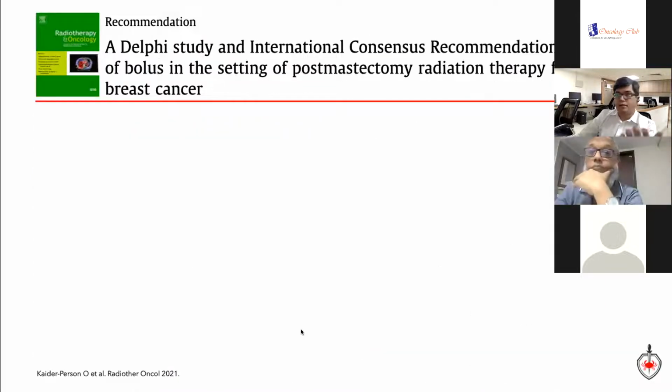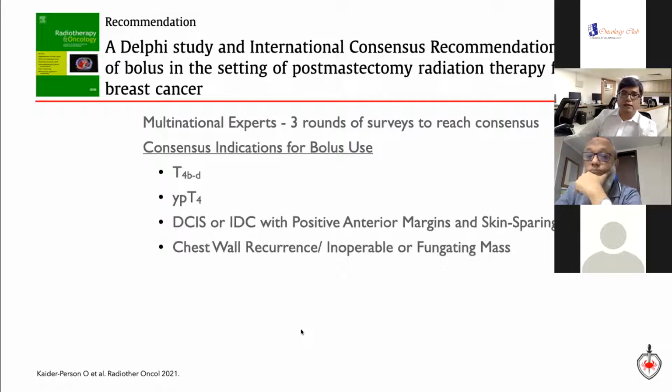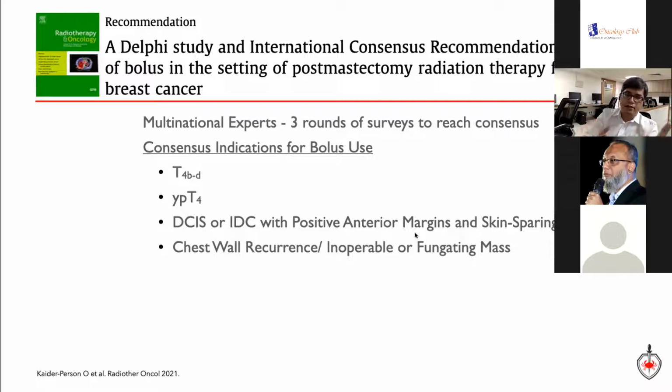And this actually led to this guideline being developed, again by Orit Kaidar-Person, in which a multinational panel of experts, through 3 rounds of surveys, reached consensus indications for bolus use: skin invasion starting from T4b all the way to inflammatory breast cancer, post-neoadjuvant ypT4, any invasive or pre-invasive cancer with a positive anterior margin, especially in front of the lesion on the skin. If there is a margin positive here, you should consider using a bolus. Or if you're dealing with a chest wall recurrence or an inoperable or fungating mass.